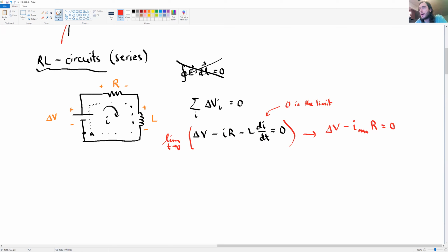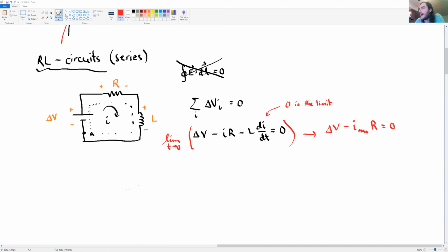Does everybody follow the logic on that? Give me a thumbs up if you followed me on that. So in the long time limit, after a long amount of time passes, the current is going to be steady. It's not going to change anymore. So di/dt would be 0. If you have a constant current, the derivative is 0.